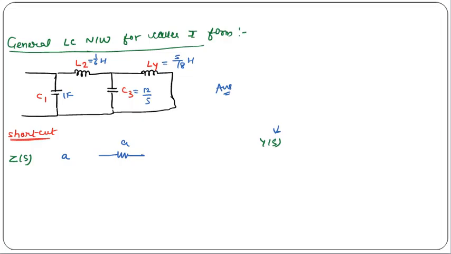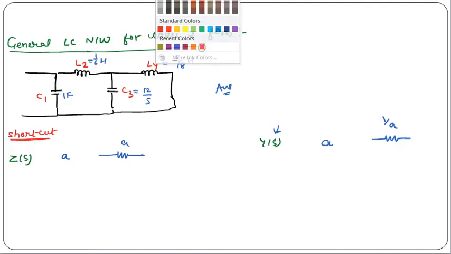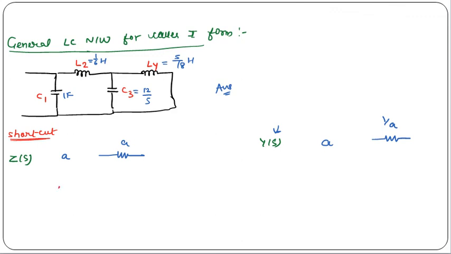If you are solving the division for Z of s and in the quotient you are getting a, this indicates that the first element will be a resistor and the value of that resistor is simply a. Similarly, for Y of s, if you are getting a in the quotient, then the value of the resistor will be 1 by a, because it is admittance and admittance is the reciprocal of impedance. And second, it can be a of s. You can get this type of question.